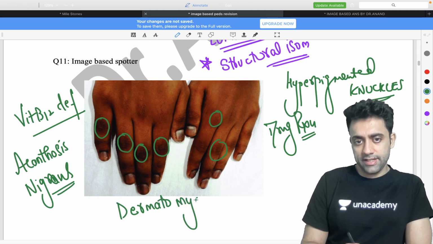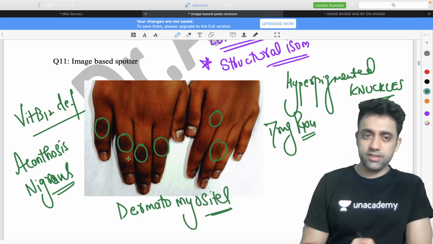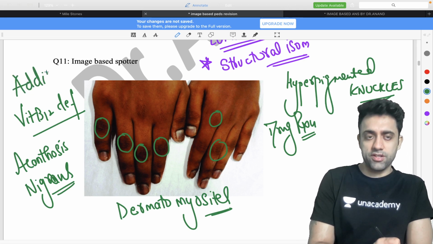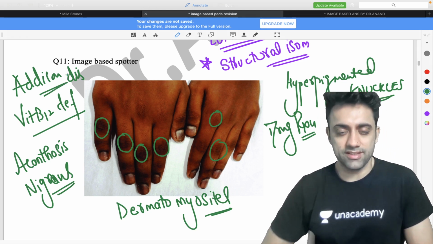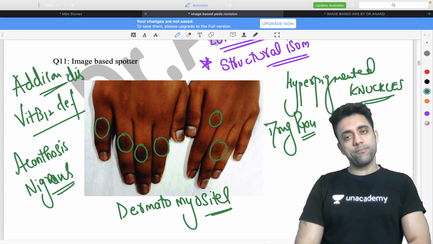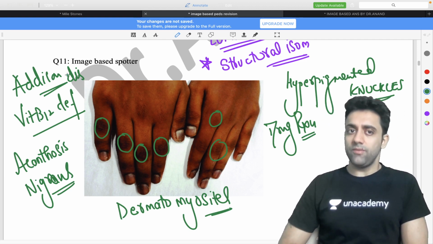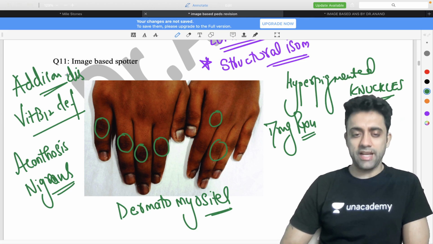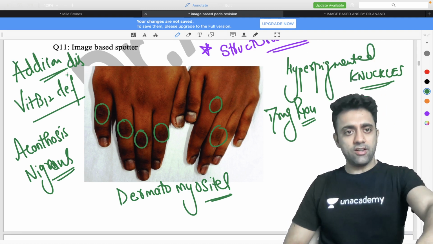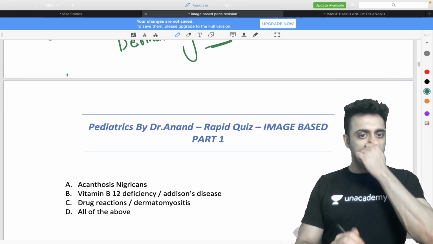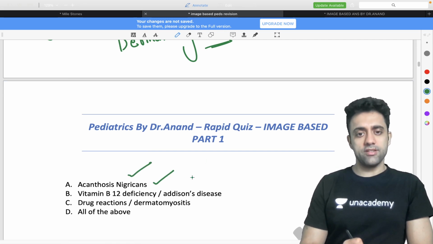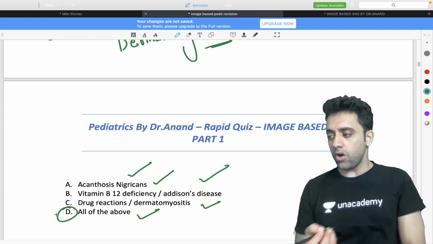Have you heard of dermatomyositis? These all are the conditions, even Addison disease also. We had a patient in our Lady Harding also, and in our hospital also, a case of Addison's disease. So I'll repeat again, what is this? This is hyperpigmented knuckles. Vitamin B12 deficiency, yes. Acanthosis nigricans, yes. Dermatomyositis, yes. Drug reaction, yes. And Addison's disease, yes. Let's see the options: acanthosis nigricans, vitamin B12 deficiency, Addison disease, drug reaction, dermatomyositis, all of the above. So the answer is all of the above.